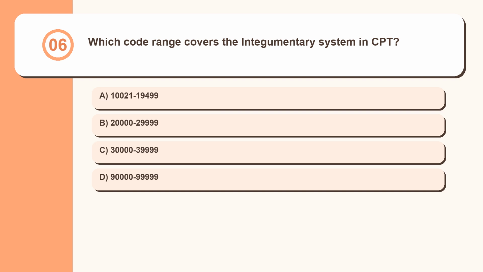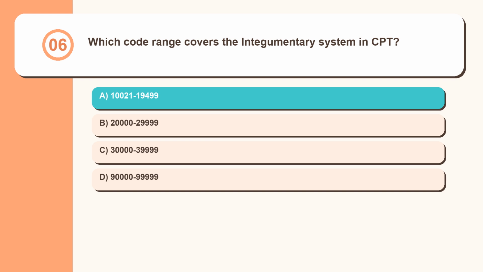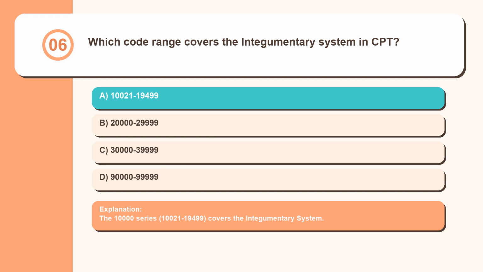Question 6. Which code range covers the integumentary system in CPT? 10021 to 19499, 20000 to 29999, 30000 to 39999, 90000 to 99999. The 10,000 series, 10021 to 19499, covers the integumentary system.